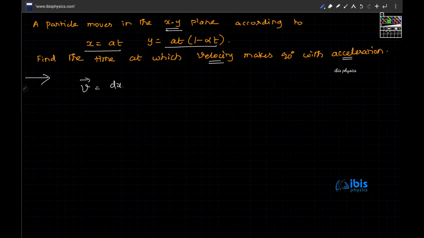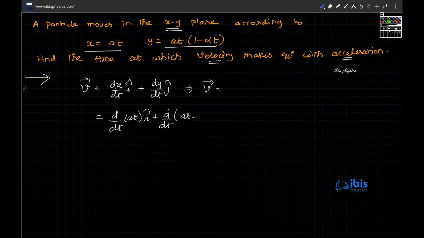vector equal to dx by dt in the i cap direction plus dy by dt in the j cap direction, because velocity has both x and y components. So the velocity vector is equal to dx by dt, which is d by dt of at, plus d by dt of at into 1 minus alpha t. So d by dt of at is a into d by dt of t, which is just a into i cap, plus, when you differentiate this, d by dt of at into 1 minus alpha t.